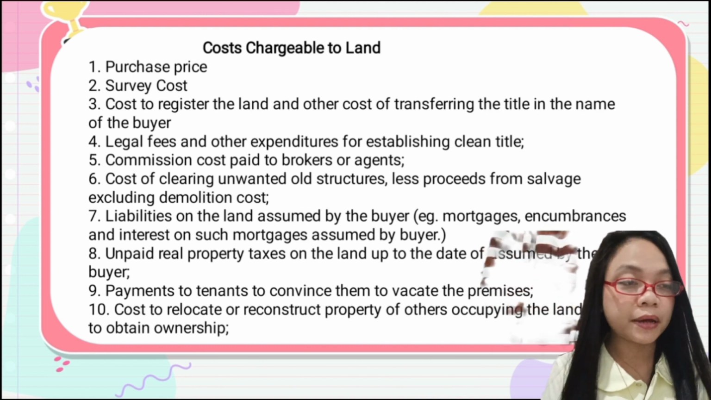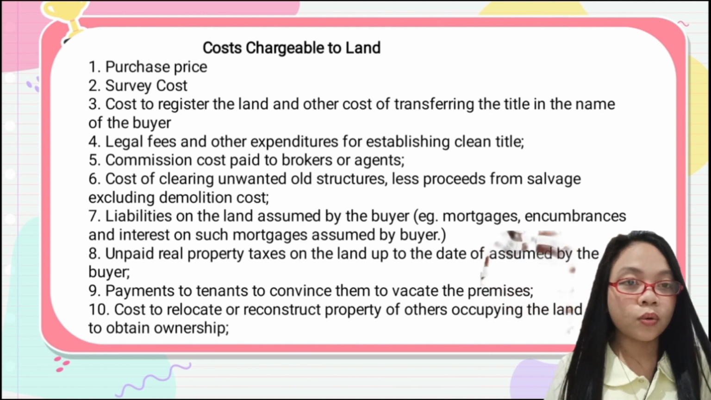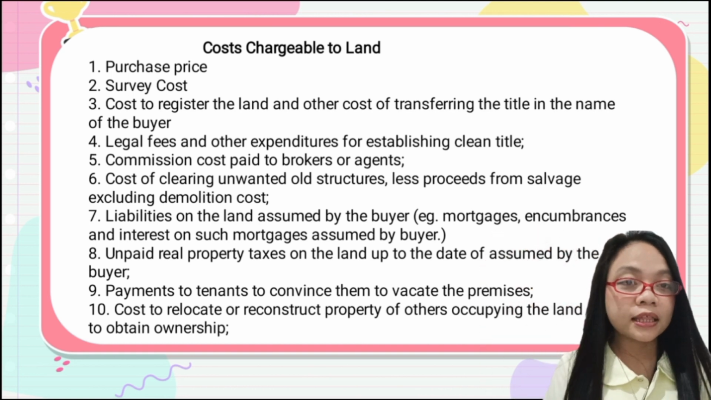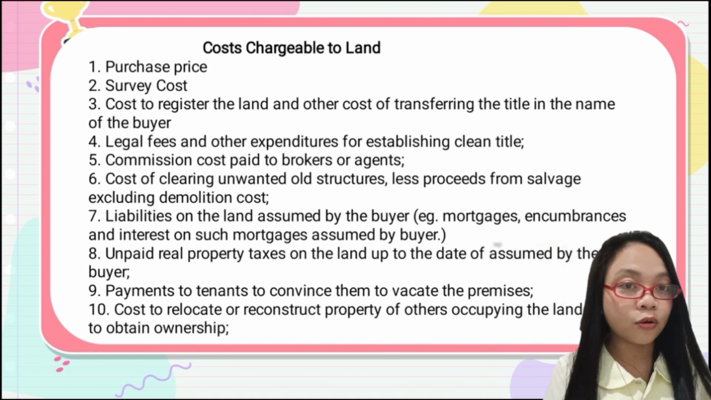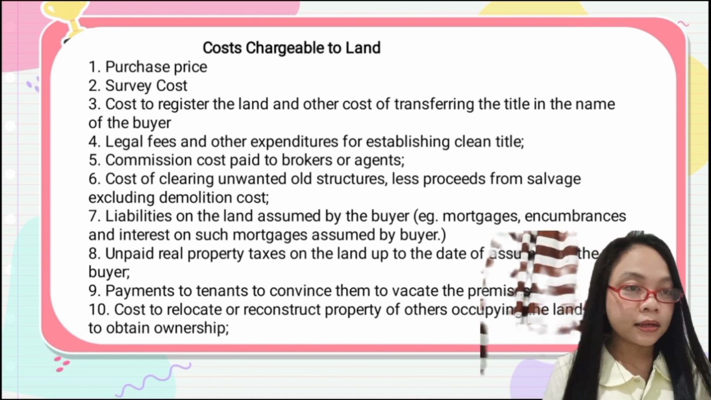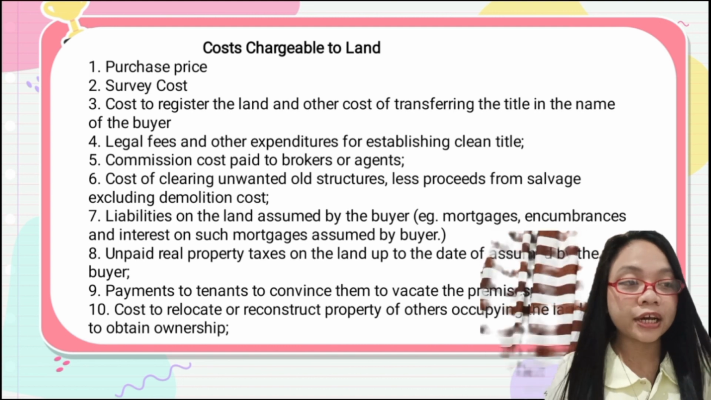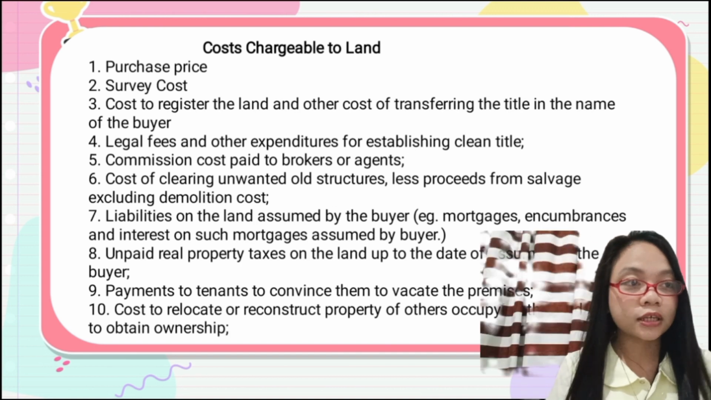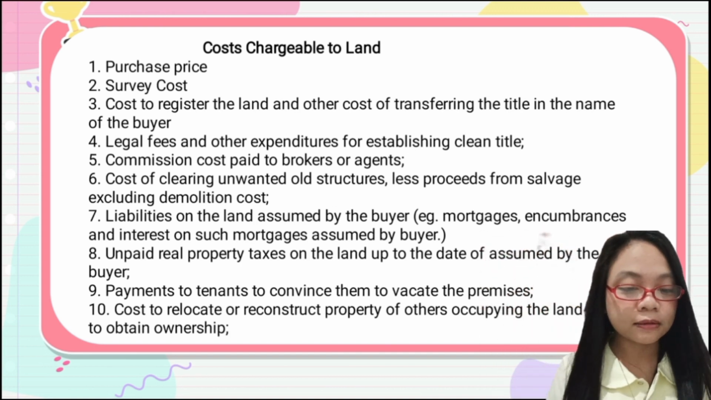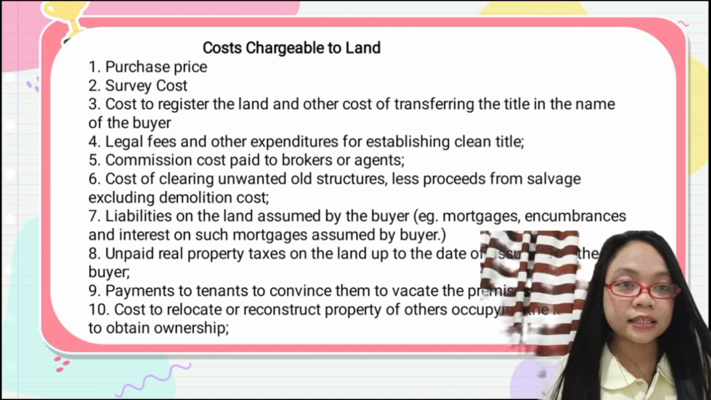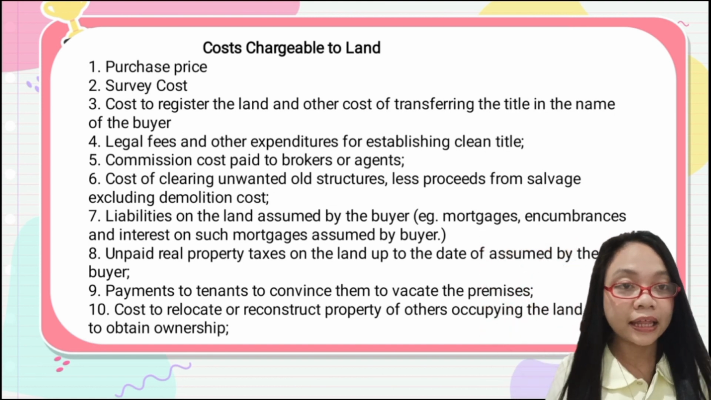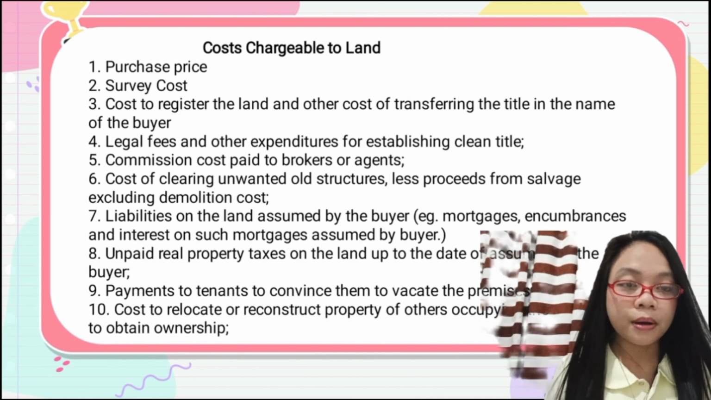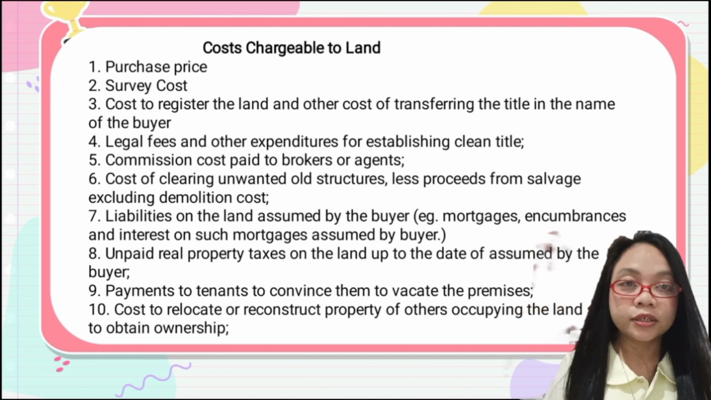Next, the commission cost paid to brokers or agents. So, mao na ang atong ihatag na fees sa mga real estate agents or brokers that help us to acquire, to find, or to buy that land. And then, next, cost of clearing unwanted old structures, less proceeds from salvage, excluding demolition cost. So, ang kani nga cost is atong expenses in removing any existing building sa atong land na gi-acquire minus sa atong money na ma-make from salvaging materials from those old structures.